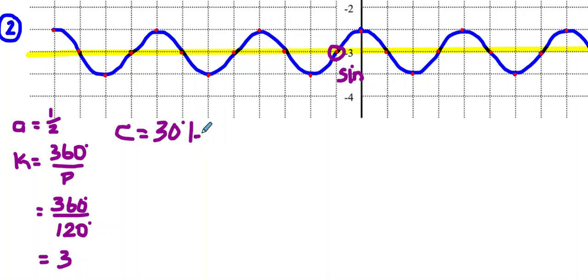Okay? Now, the only other thing we need to look at right now is to look for the phase shift. It's gone 3 down. Sorry, not the phase shift, but the vertical translation, or where the axis of the curve is. It has gone 3 down.